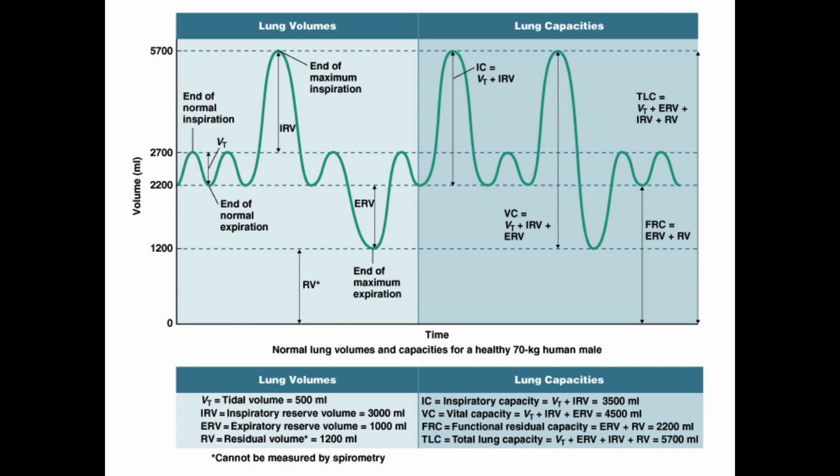So the 4 volumes that you need to know is tidal volume. This is the volume of air that you breathe in and out in a normal breath. You don't even think about it. It's usually about 500 mils for a 70 kilogram or a 165 pound person.